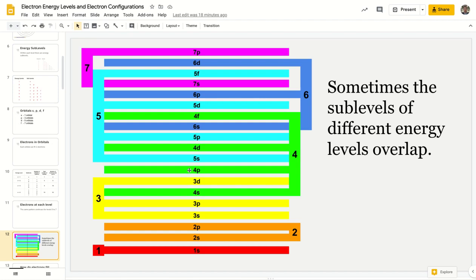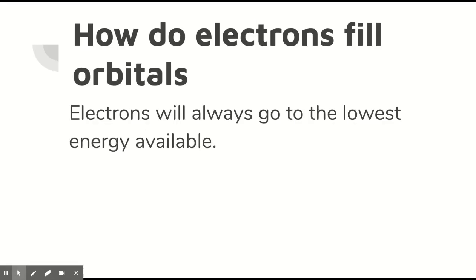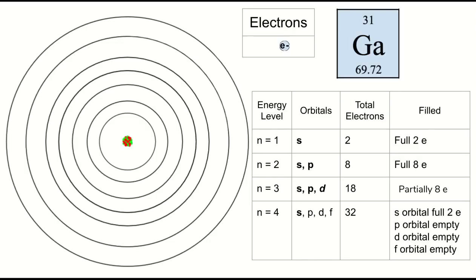Then it goes the 4p, then the 5s, then the 4d, then the 5p, then the 6s, then the 4f, then the 5d, then the 6p, then the 7s, then the 5f, then the 6d, then the 7p. So you can see there's a lot of overlap. Electrons always fill up the lowest energy level first. So we're going to model this with gallium. Gallium has an atomic number of 31, which means it can hold 31 electrons as a neutral atom.